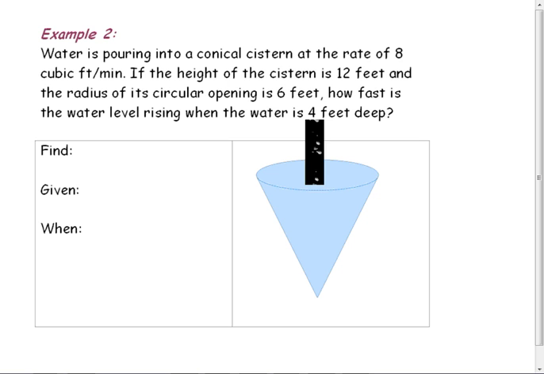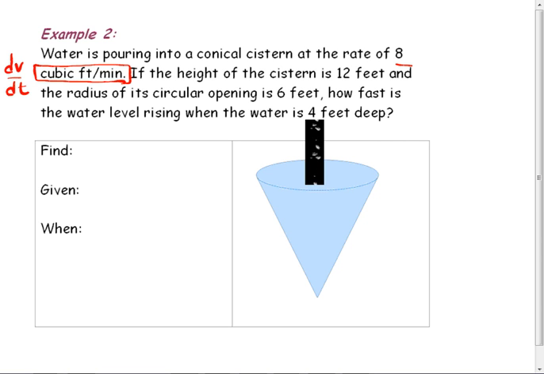Okay. It's going in at the rate of 8 cubic feet per minute. I love to look at the units because they tell me so much. What are cubic feet per minute? Volume. That's the change in the volume as time changes. So if you can't figure out what it is, look at the units because they'll give you units on these.